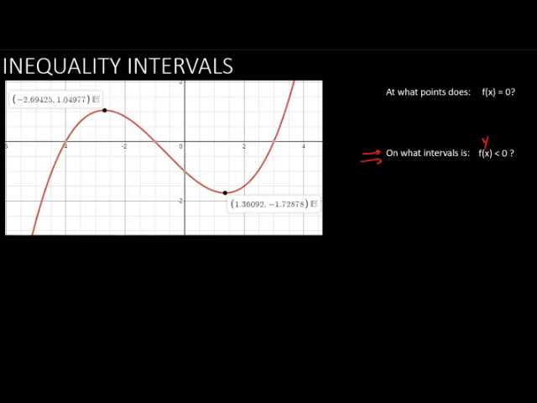So anytime they ask you about an inequality interval like this, we first want to answer the question, at what points does y equal 0? Again, notice that f(x) really just means the same as y. So we'll look at our graph, and we'll locate the places where y is 0. We'll put an orange line through the places where y is 0. Remember that y equals 0 is a horizontal line. We'll place that on the graph where y is 0.